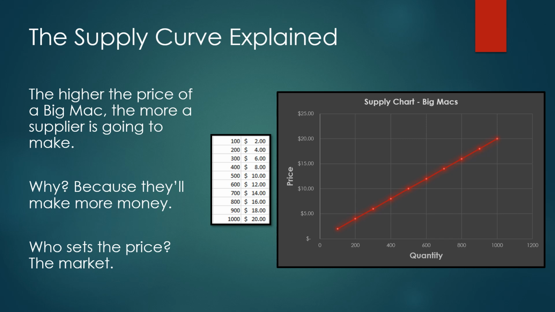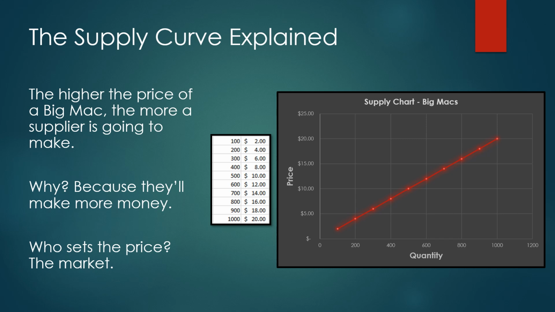So the supply curve explained, the higher the price of a Big Mac, the more a supplier is going to make. Why? Because they'll make more money. Well, who sets the price? Well, the market determines the price. McDonald's will make their own price, and then the buyers will determine whether that's an appropriate price or not and adjust accordingly.